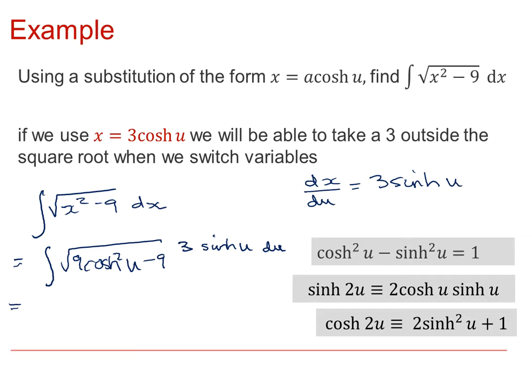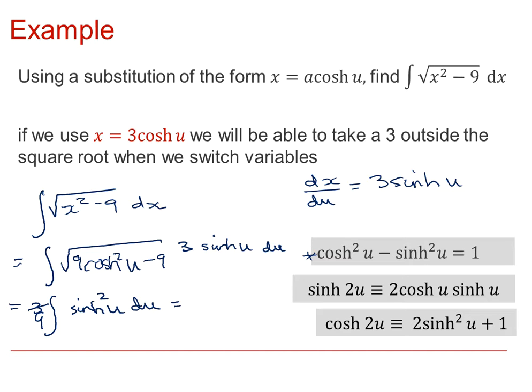Using the identity that cosh squared u minus sinh squared u equals 1 means that we can take that 3 out of the square root, and what's under the square root would be cosh squared u minus 1, and we'll replace that by sinh u. We're then multiplying again by another 3, so we'll make that a 9, and by another sinh u, so we'll make that sinh squared u du.